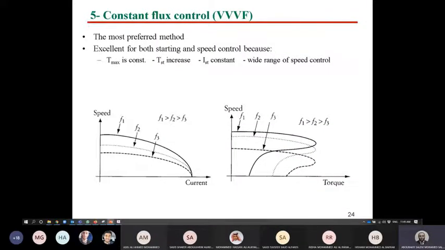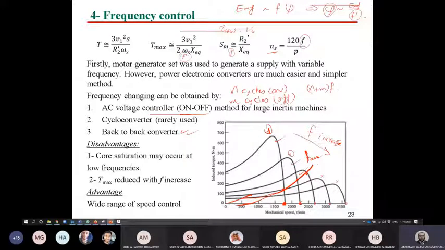Okay, this is for frequency, guys. We did not say the advantage. The advantage is a wide range of speed control, because as you can see, you can control it with a very wide range. Okay, in terms of flux now, guys, we can control the machine keeping flux constant if we keep V over F constant.